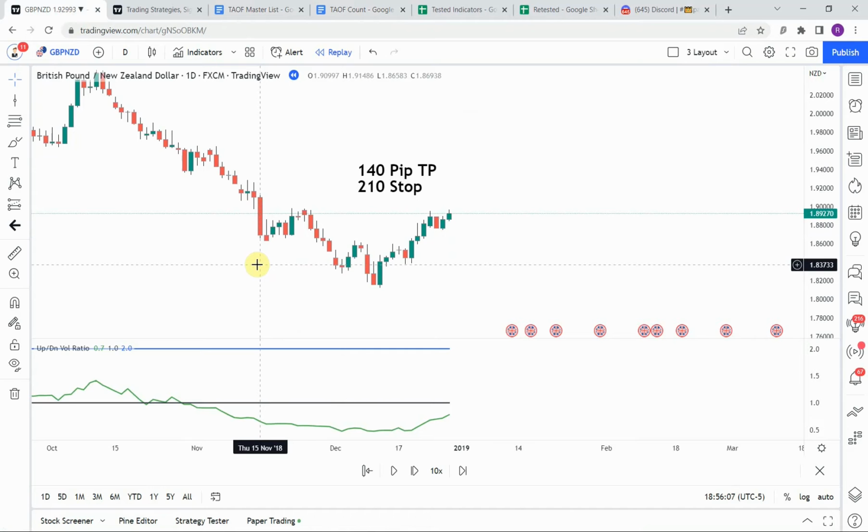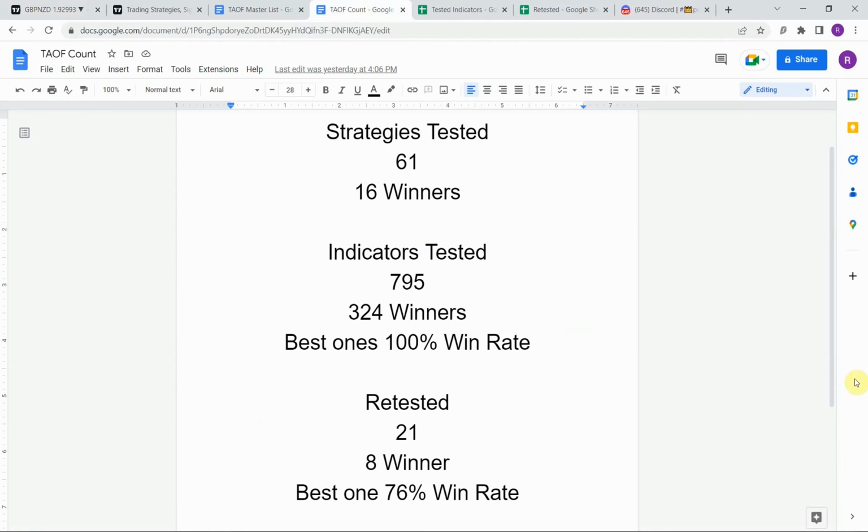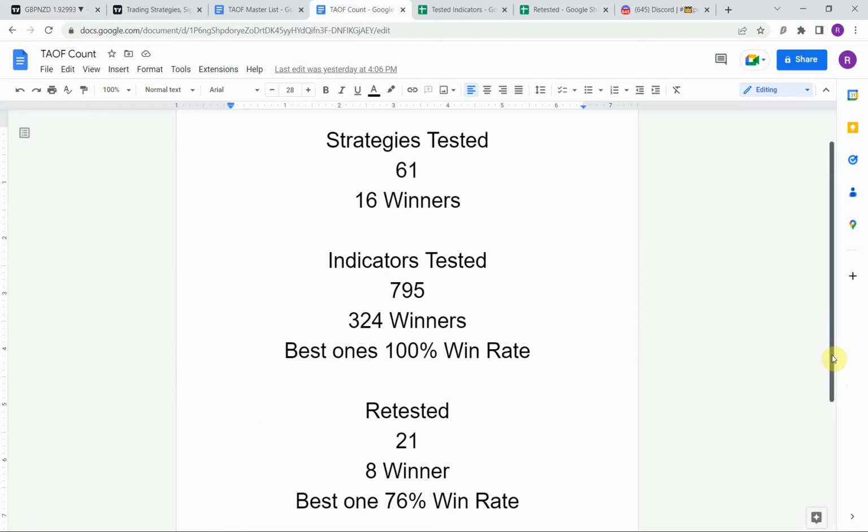Alright, as I said, today we will be testing the up-down volume ratio indicator. Before we do though, I wanted to put the testing scoreboard up for everyone to see. So to date, we have tested a total of 61 different strategies, with 16 of them being profitable. We've also tested a total of 795 indicators, with 324 of them being winners. The best ones so far were able to achieve a 100% win rate.